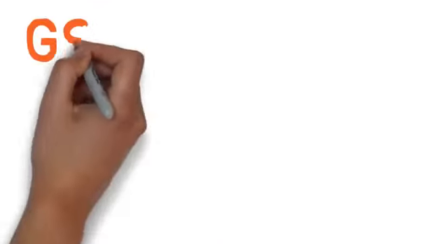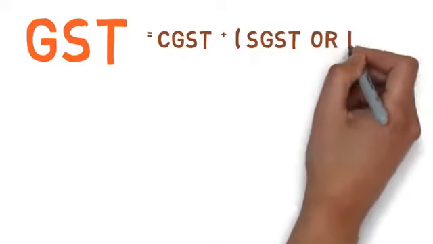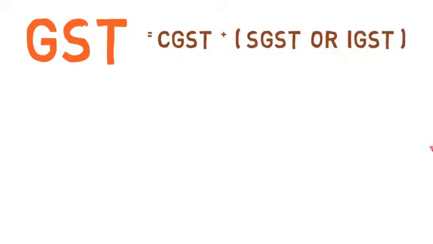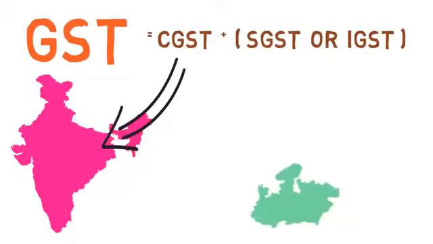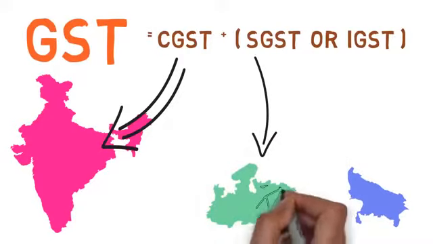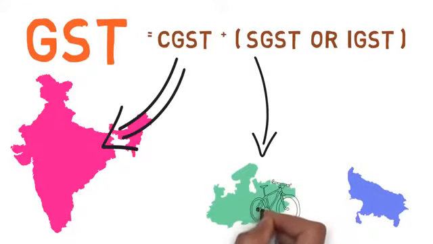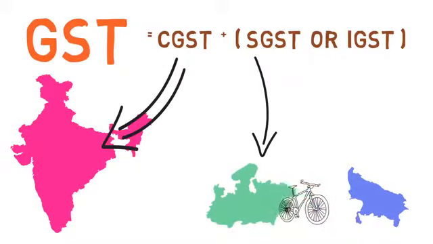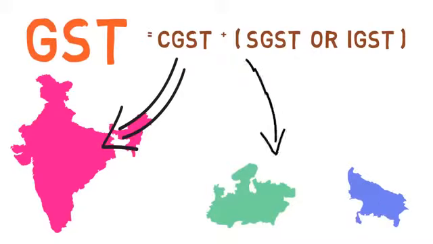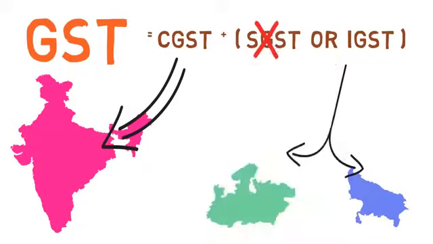Let's take GST in detail. GST is a combination of CGST and SGST or IGST. CGST is central GST, which is paid to the central government. SGST is the state GST which is paid to the state government, and IGST is the integrated GST which comes into play when goods and services move interstate. For example, product A is manufactured in Madhya Pradesh and sold in Uttar Pradesh, so IGST is distributed between both the states. In this case, SGST will not be collected.